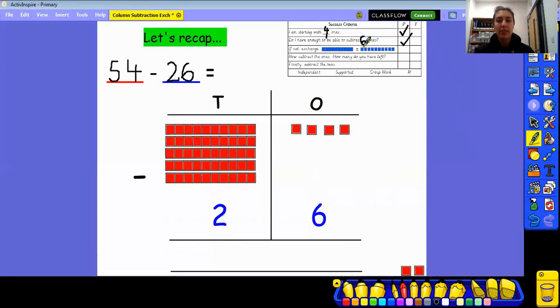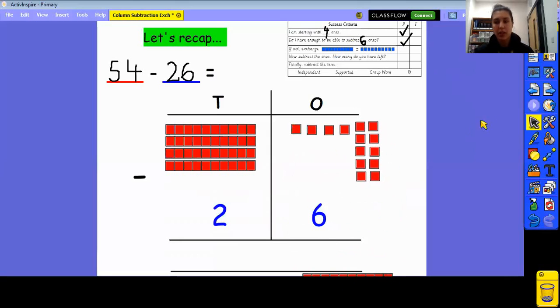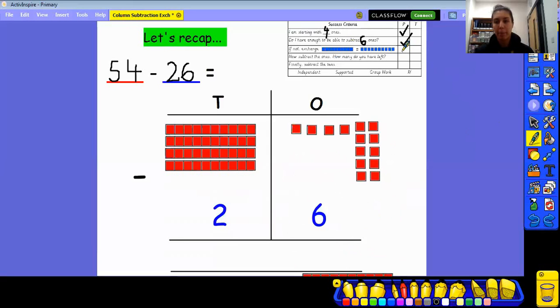So if we follow our success criteria, we will see that we need to exchange one of our 10s for 10 ones. So I'm going to take one of my 10s from my 10s column and add it to my ones. But I can't keep it as a 10 because it's too big. So I'm going to exchange it for 10 ones, which it is equal to.